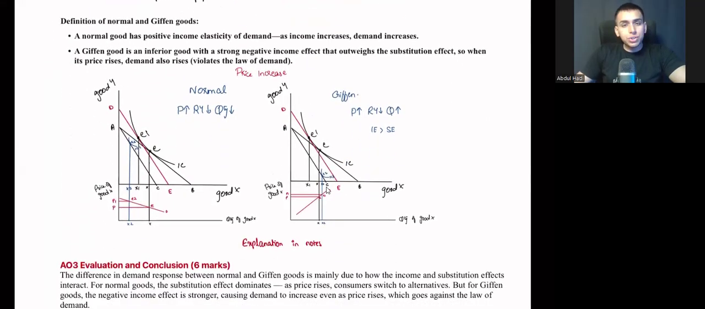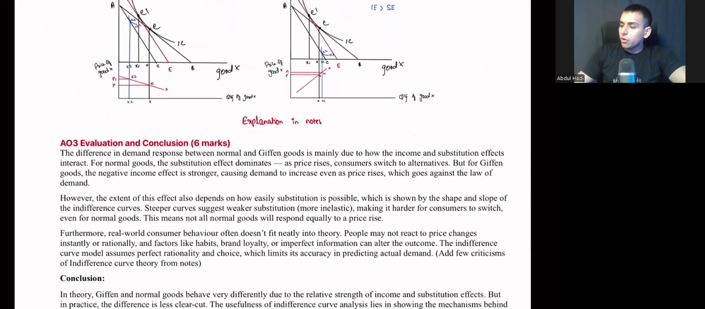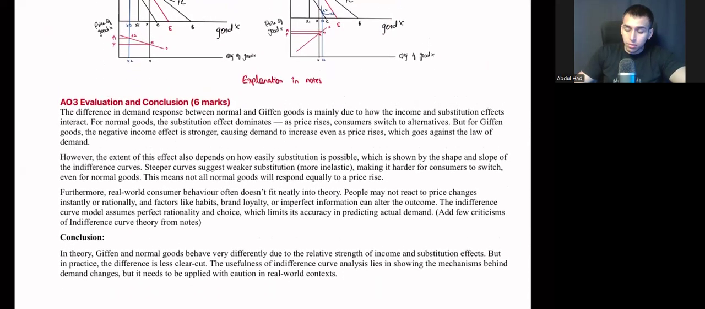Now, in this question, this is not a question that relates to policy. So there are no such benefits and drawbacks where you are going to write the benefits of a Giffen good and drawbacks of a normal good. So this is not how it goes. You have to clearly differentiate between normal and Giffen. So you explain normal and Giffen, you draw the diagram and you write proper explanation over here. All right. Then for your evaluation and conclusion, the majority of your part will depend upon the criticism of indifference curve analysis.